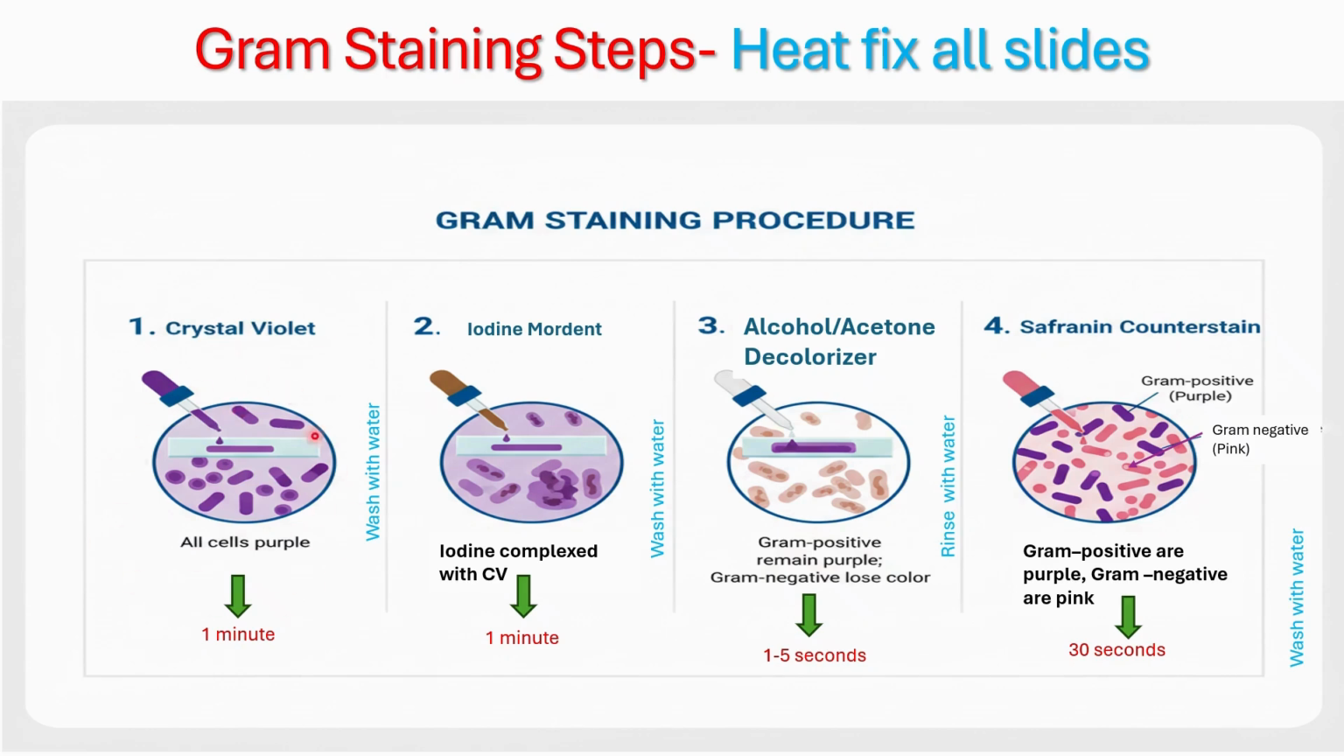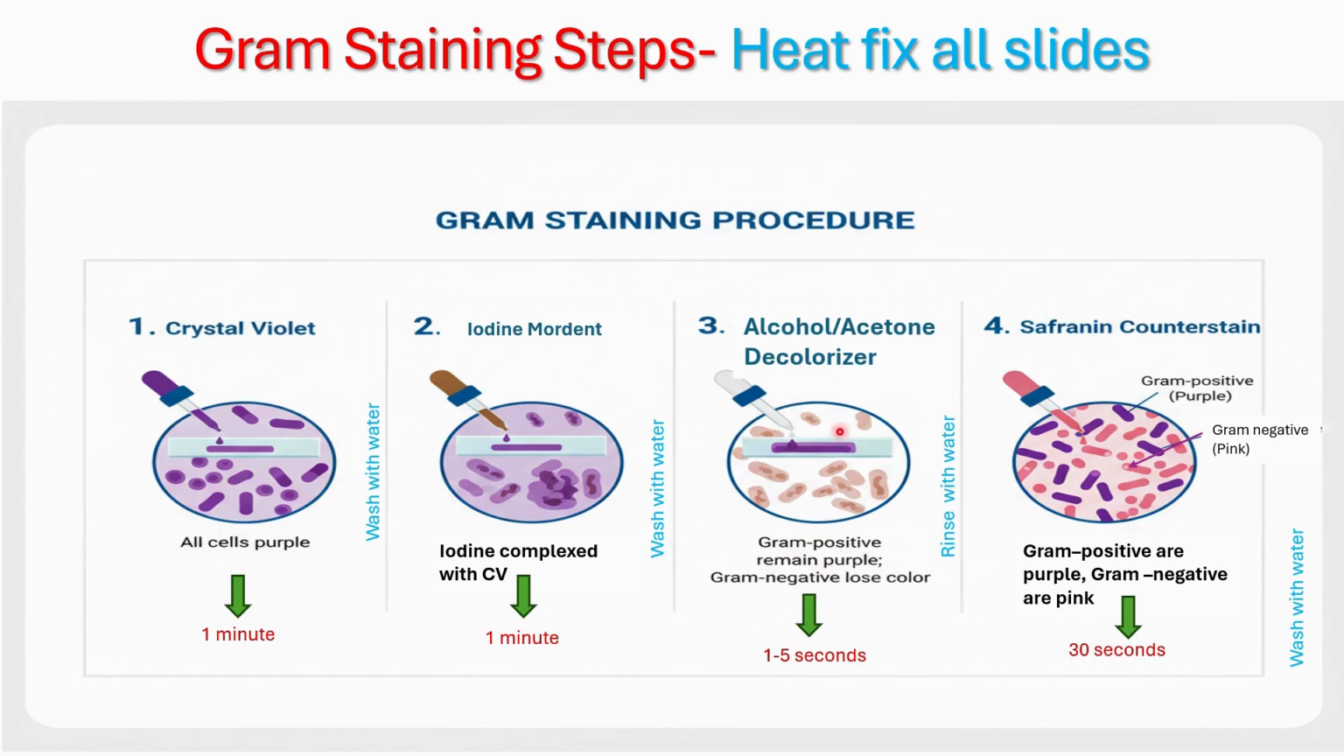Flood the smear with the crystal violet and allow it to sit for 1 minute. Crystal violet will stain all the bacteria purple initially, then rinse the slide with distilled or tap water. Next, add iodine solution. It is the mordant. Let it remain on the slide for 1 minute, and the iodine binds the crystal violet and forms a complex that helps the stain stay attached. Rinse again with water.